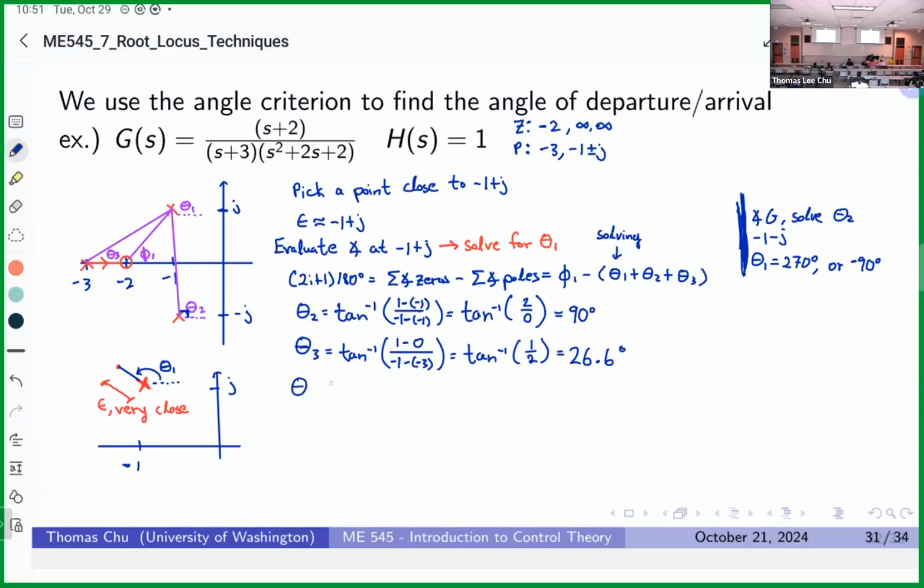And then for phi, I can tell it's 45 degrees because it's a height of 1/1. But just to be complete, I'm going to write everything out. It's going to be 1 minus 0 divided by 1 minus -2, which is equal to arctan of 1/1, which is equal to 45 degrees.